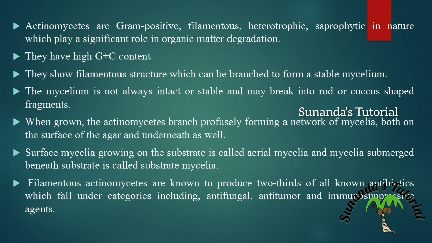They have high guanine and cytosine content. They show a filamentous structure which can be branched to form stable mycelium. The mycelium is not always intact or stable. They may break into rod or cocci-shaped fragments. When grown, the Actinomycetes branch profusely, forming a network of mycelia both on the surface of agar and underneath as well. Surface mycelia growing on the substrate is called aerial mycelia, and mycelia submerged beneath the surface of the substrate is called substrate mycelia.